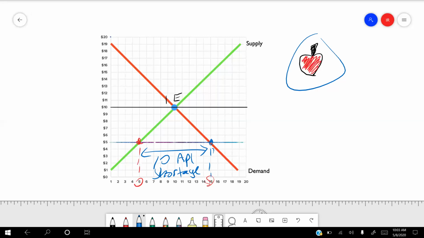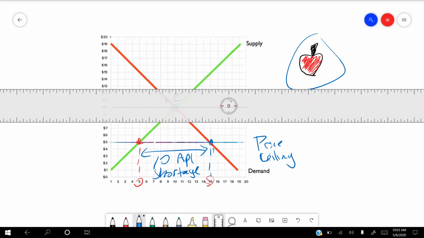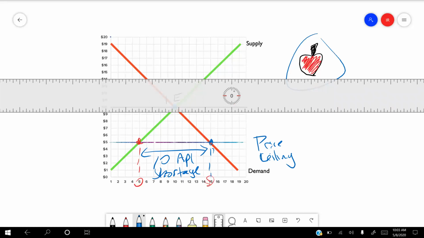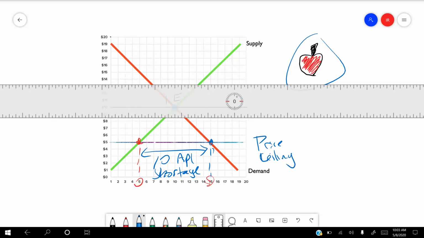So let's move on to the next problem. The other price control we are going to talk about is a price floor. A price floor is basically the reverse of the price ceiling. It is the minimum price that the government forces the seller to set in the market.